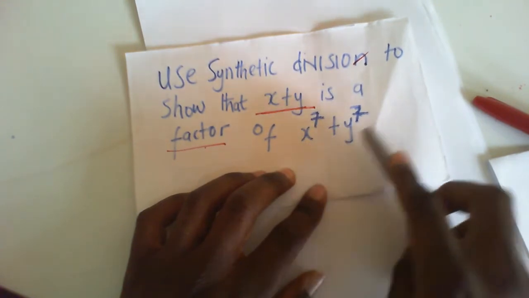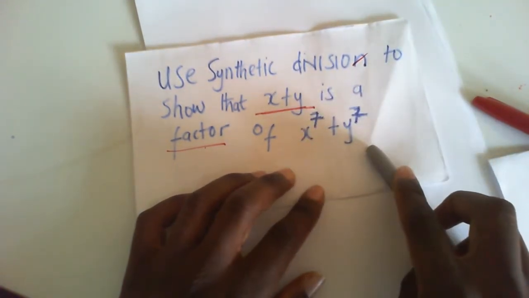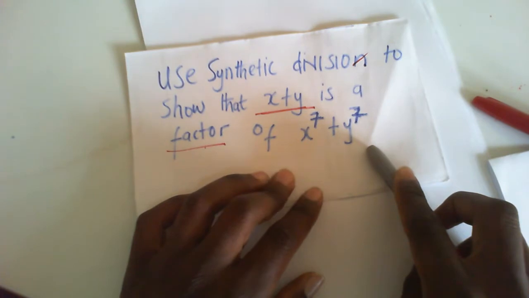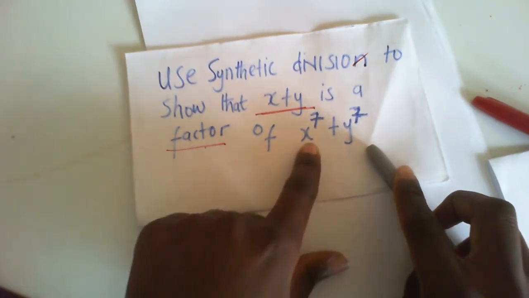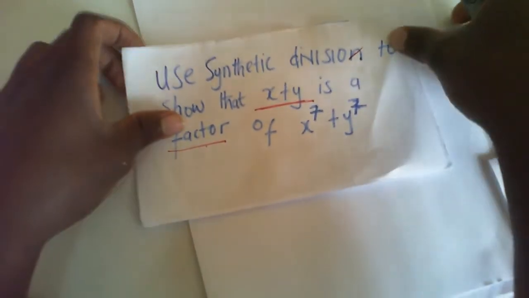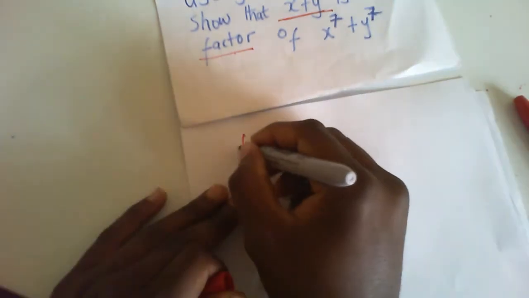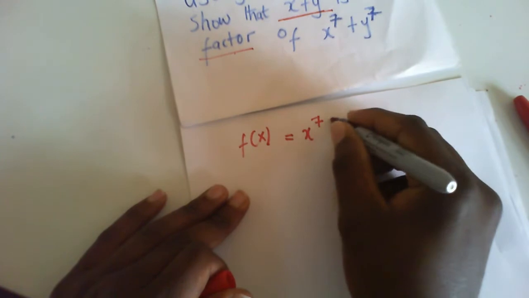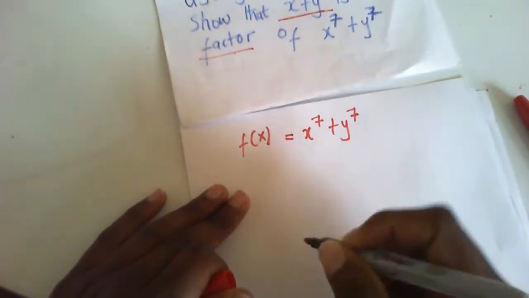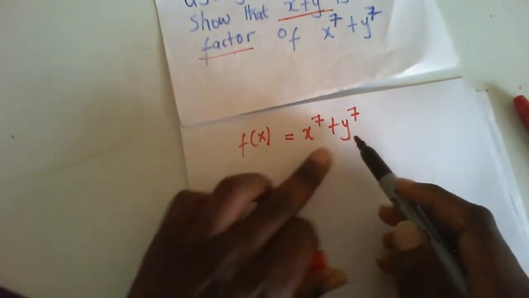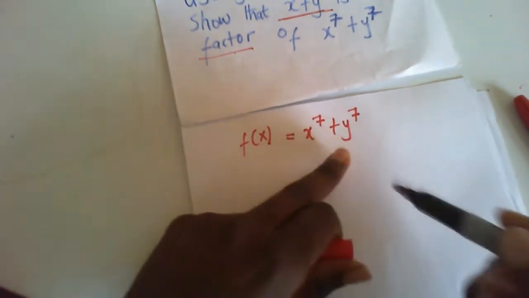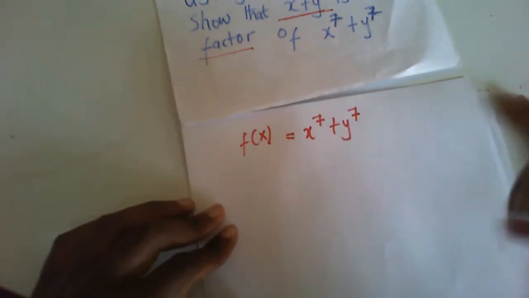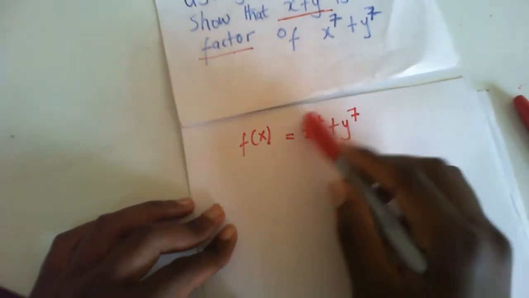And then when writing this into a function form, we need to identify our variable. So in this case, I'm going to pick x as my variable. So if I pick x as my variable, then we are simply saying that our function will be f of x is equal to x raised to 7 plus y raised to 7. So since x is our variable, then this y raised to 7 is just a constant. By a constant, I mean this is just a number, then this is a variable.